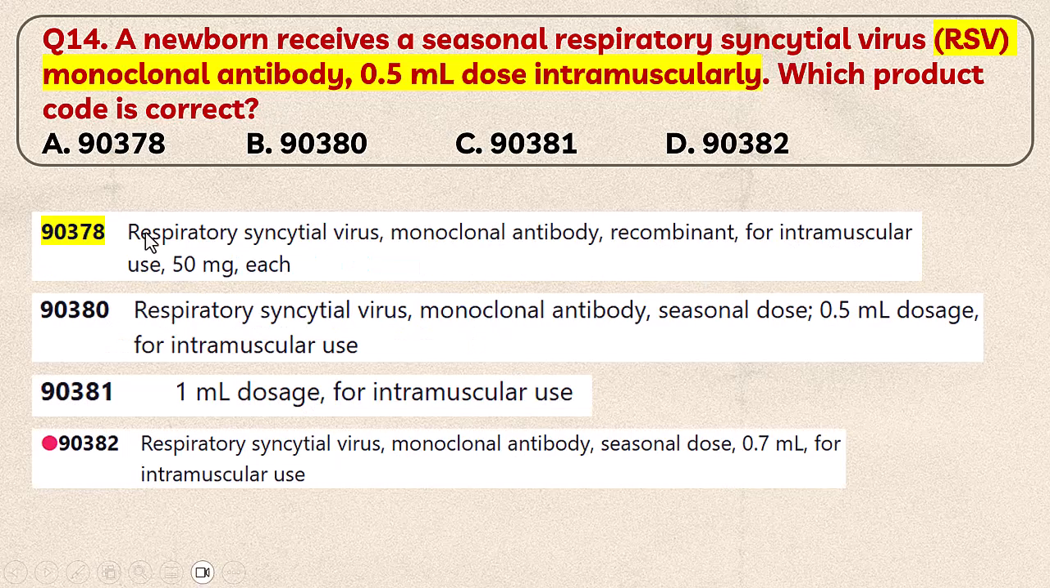Once you go to the tabular list, 90384 respiratory syncytial virus monoclonal antibody recombinant for intramuscular use 50 milligram. You can see this is intramuscular route and that is not the 50 milligram, it is 0.5 milliliter. So that is not possible. When you look at the other answer, 90380 respiratory syncytial virus, monoclonal antibodies, seasonal dose, 0.5 milliliter doses intramuscular use. So that is the correct answer. So answer B is correct.